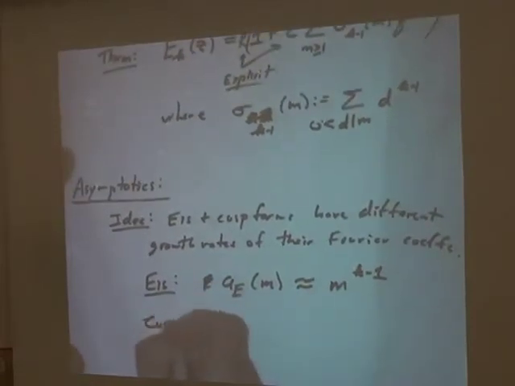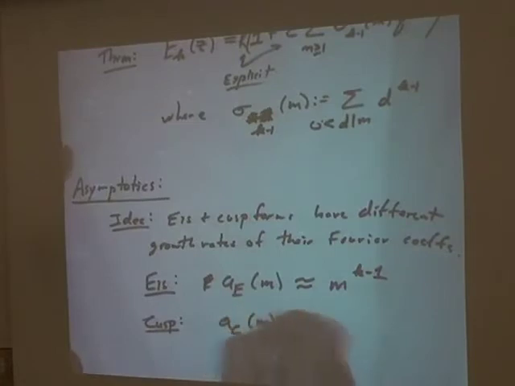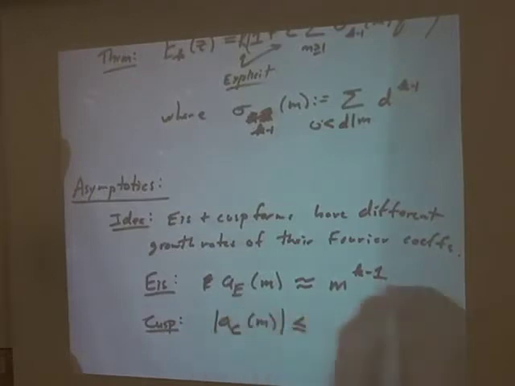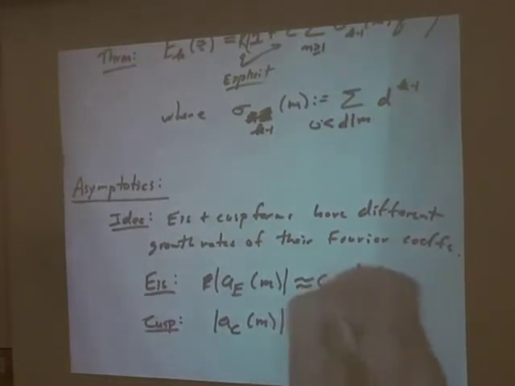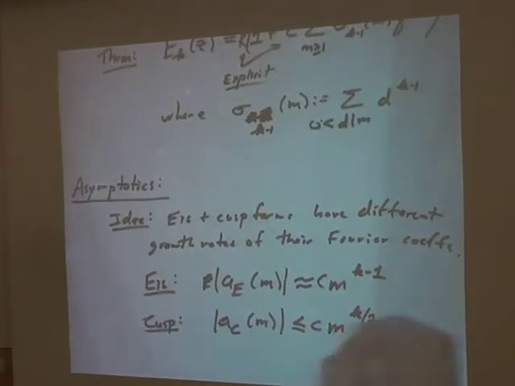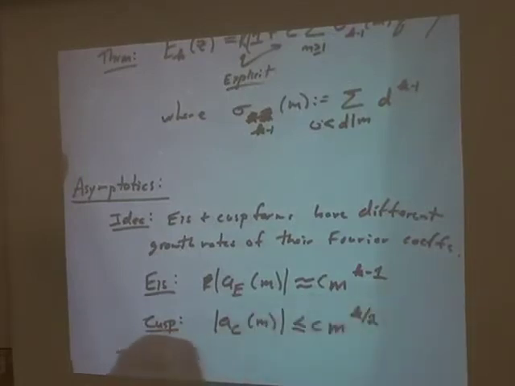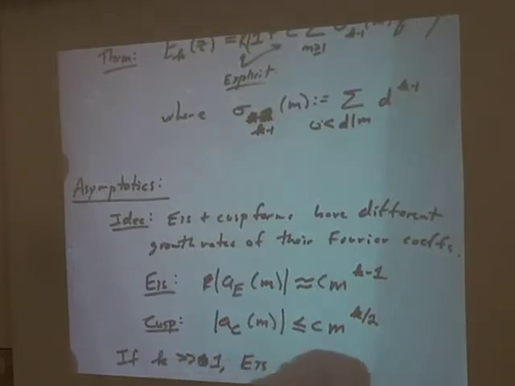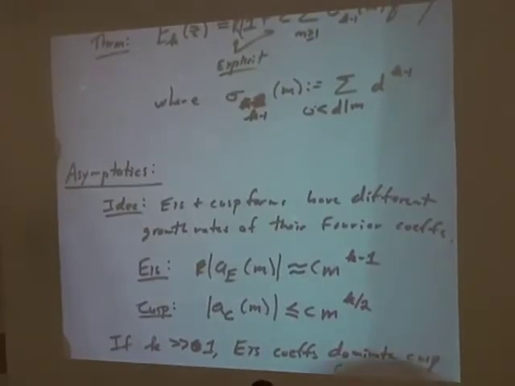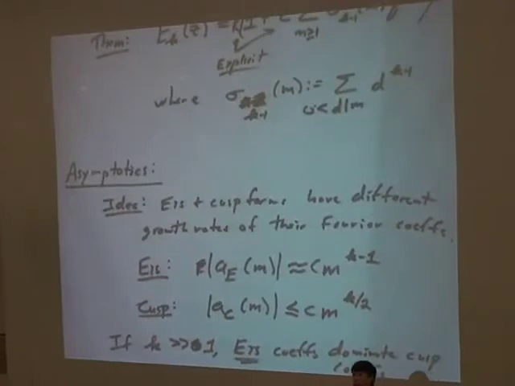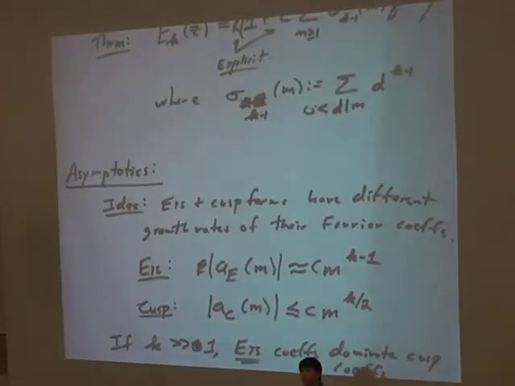And in general, if you have a cusp form, a sub c of m, in absolute value it is always bounded by some constant times m to the k over 2. So what this means is that in general, if k is large, the Eisenstein coefficients dominate the cusp coefficients. So the main term in some asymptotic expansion comes from the Eisenstein series. This is a really important fact, and it can be exploited in the theory of quadratic forms to prove asymptotic statements for the representation numbers of a quadratic form.